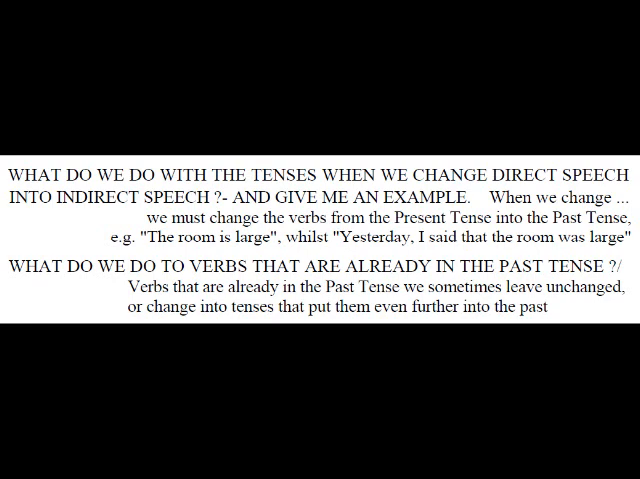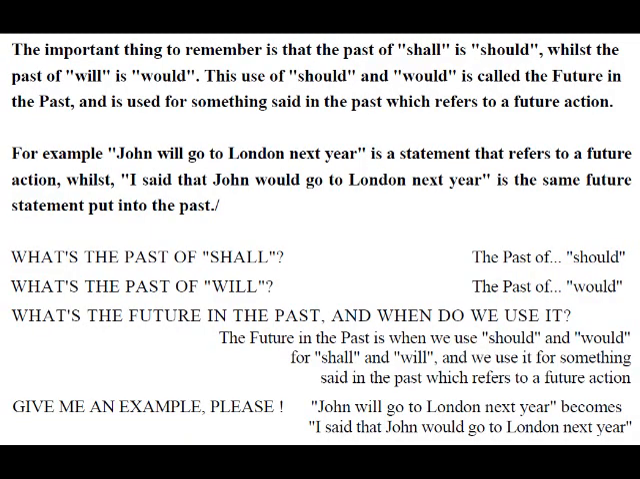The important thing to remember is that the past of shall is should, whilst the past of will is would. This use of should and would is called the future in the past, and is used for something said in the past, which refers to a future action. For example, John will go to London next year is a statement that refers to a future action, whilst I said that John would go to London next year is the same future statement put into the past.